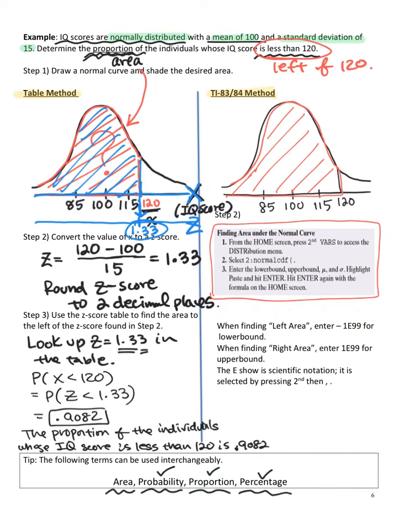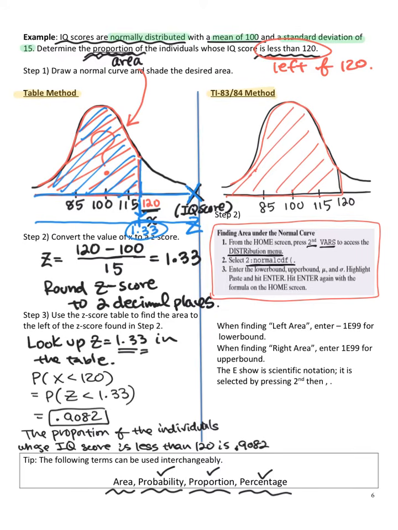From the home screen, you press second, and then you press the vars button, V-A-R-S, that means variables. When you do that, it's going to take you to the distribution menu. Okay, so once you get there, step 2, you're going to select the second option that says normal CDF. Highlight that and press enter.